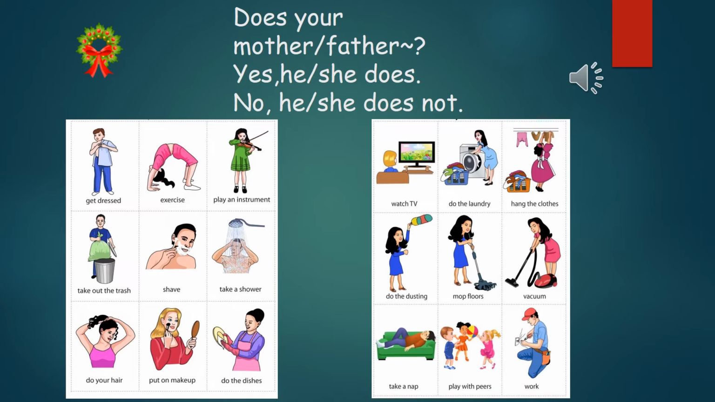For example, exercise. Does your mother exercise? Okasan wa undo shimasu ka? Yes, she does. Or no, she does not. And how about your father? Does your father take a nap? Take a nap. Your father, otosan wa ohiru ne shimasu ka? Yes, he does. Or no, he does not.